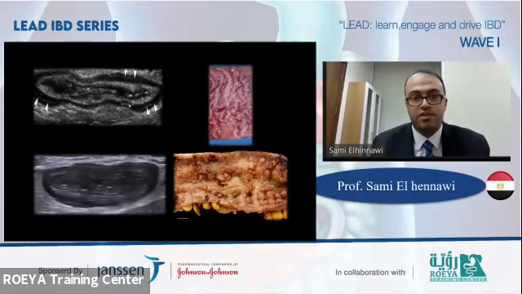That's the difference between the normal ultrasound image of the colon and the image of ulcerative colitis. Here the mucosa shows normal thickness, and here the mucosa shows increased thickness, and those are the gross images.